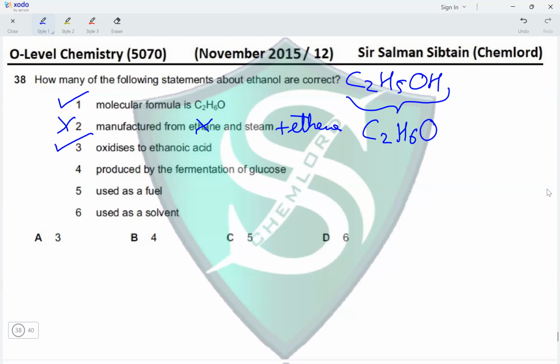Oxidizes to ethanoic acid? Yes. Alcohols are oxidized to carboxylic acids. Produced by the fermentation of glucose? Yes. Used as a fuel? Yes, it is a biofuel. Used as a solvent? Yes. Alcohols are universal solvents. So, how many of the following statements are correct? Only one is wrong out of the 6 statements given, making the correct option 5. Therefore, C is the correct option for this question.